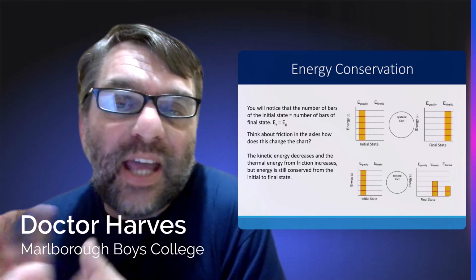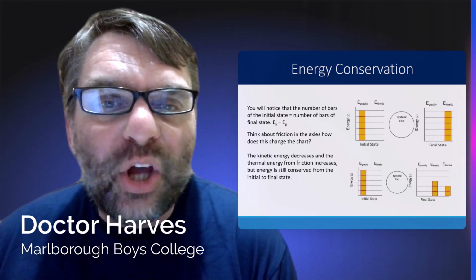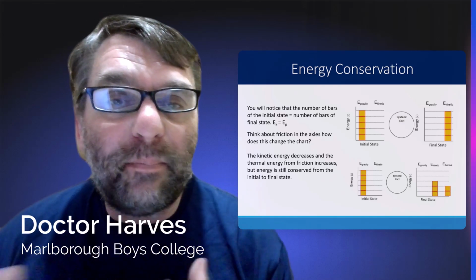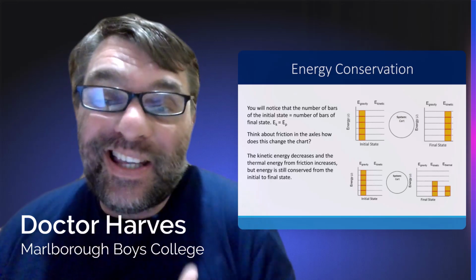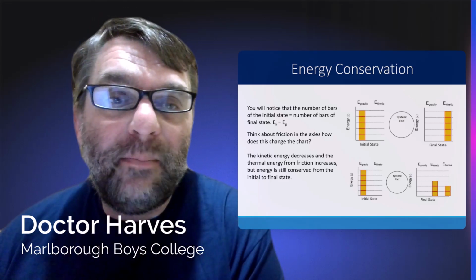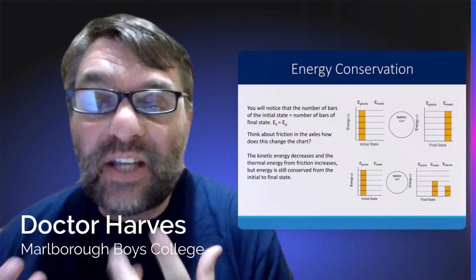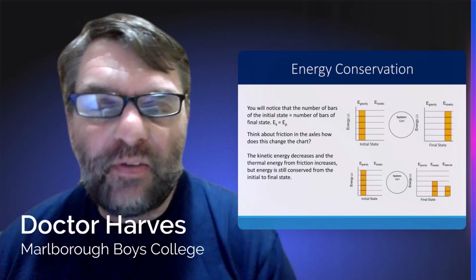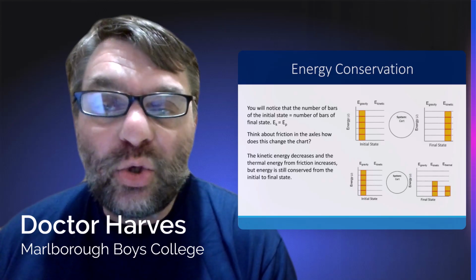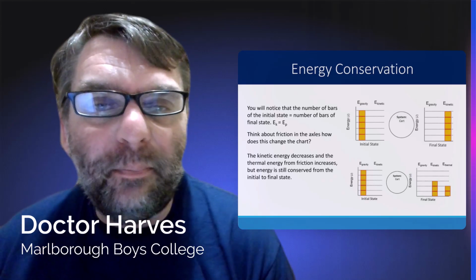However, really, is that what is happening? So you'll also notice that the number of bars in the initial state equals the number of bars in the final state. So what that's saying is that the kinetic energy in the final state equals the gravitational potential energy in the initial state. Conservation of energy in a closed system.